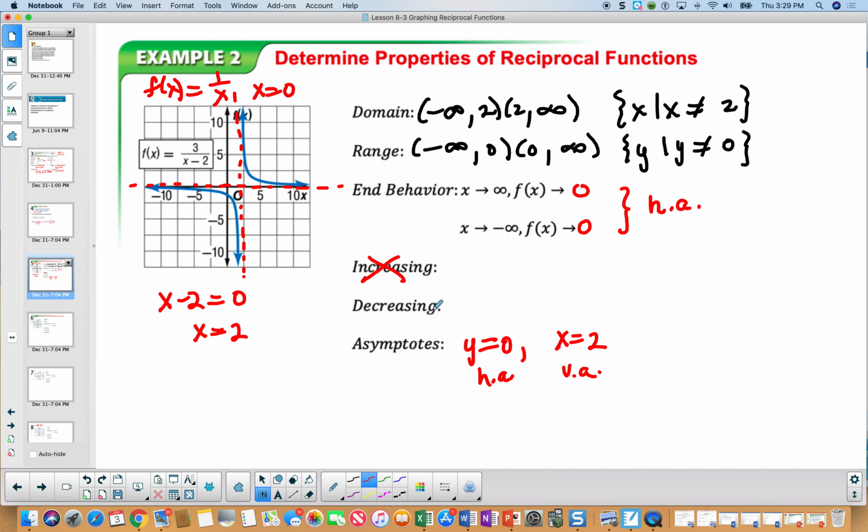This is actually a decreasing function, just like f of x is equal to 1 over x. It's just been a shift. So it's going to be decreasing for all the domain, negative infinity to 2 and 2 to infinity. So those are all the properties of this reciprocal function.